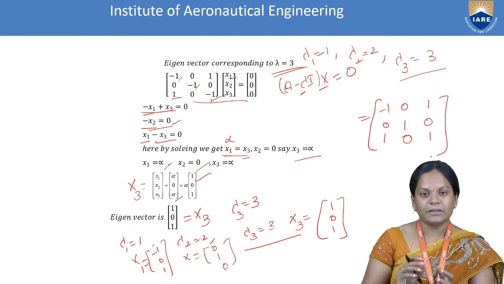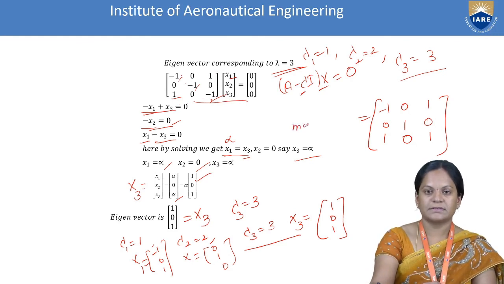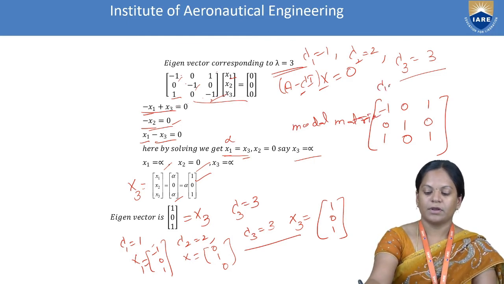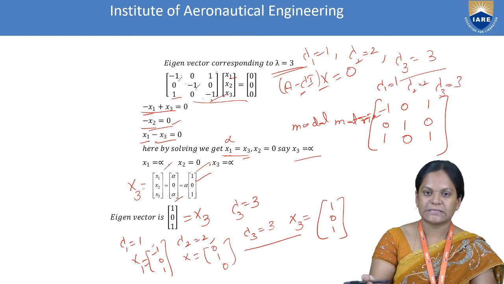This eigenvector matrix is said to be the modal matrix. The modal matrix is nothing but the eigenvector matrix. So for lambda 1 equal to 1, lambda 2 equal to 2, and lambda 3 equal to 3, we got three different vectors. I am writing them in a matrix form. That matrix is said to be the modal matrix of the given matrix capital A.